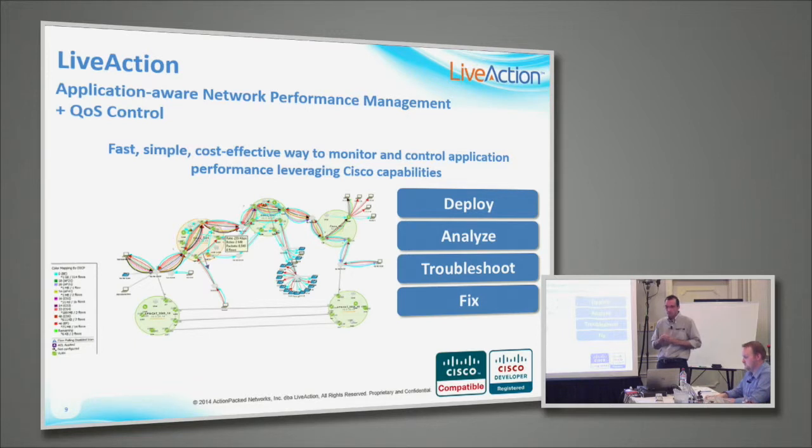And the 4 things that we do is we deploy. So we deploy technologies like NBAR, QoS, IP SLA, Flexible NetFlow for you without having to crack open that Cisco manual. We analyze all that information. We help you troubleshoot that in real time. But finally, we help you fix those issues through QoS, and also deploying other technologies as well. And we're a Cisco development partner, and we work very closely with Cisco on these technologies.